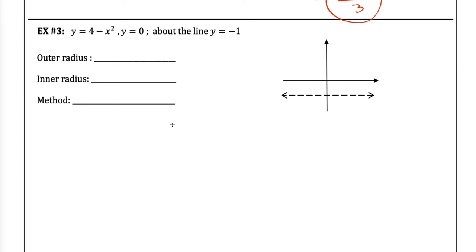Why don't you guys see if you can do number 3 on your own? See how it goes. Basically, just set up the integral. Don't take the time yet to answer it, but set up the integral and see if we can figure that part out. You got this.